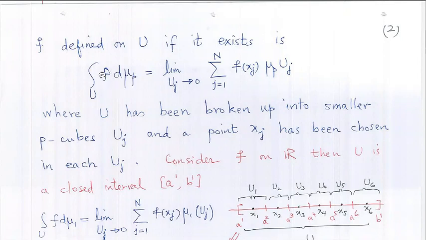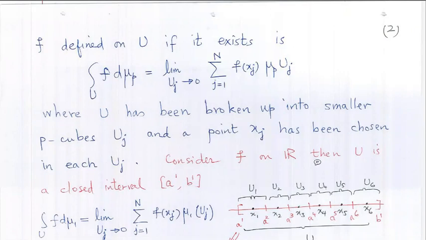So we integrate the function f with the differential of the measure d mu p over the cube u. This is basically the limit, as uj tends to 0, of the sum of f of xj times mu p of uj, where we have divided this cube into n subcubes. We explain this through this figure shortly, where u has been broken up into smaller p cubes uj, and a point xj has been chosen in each uj.